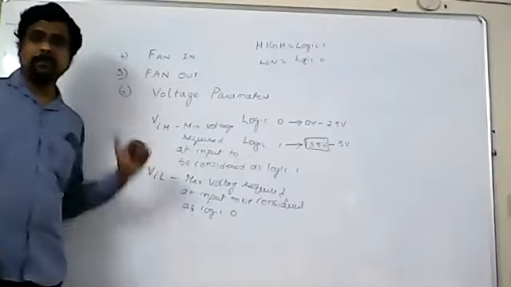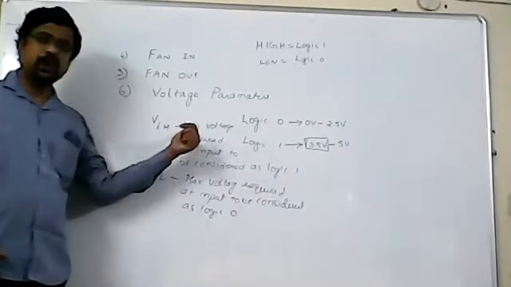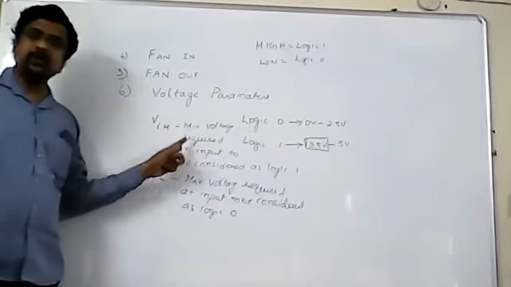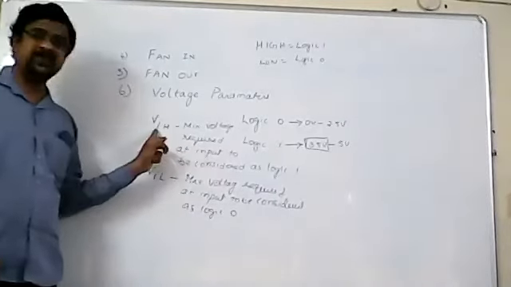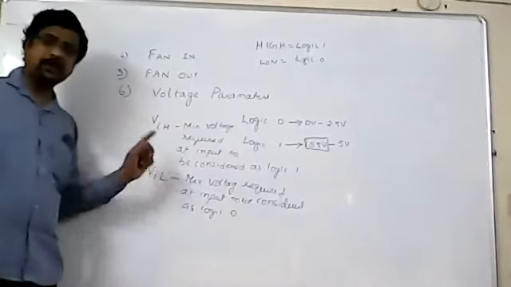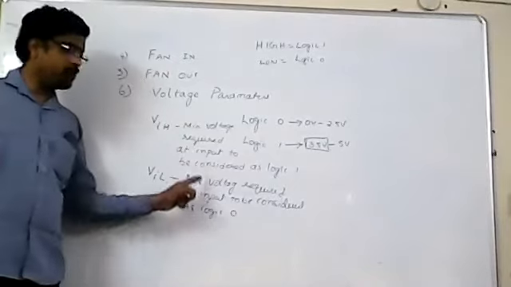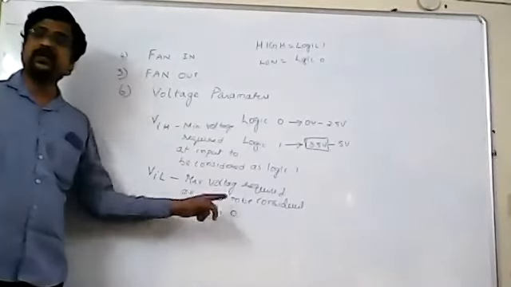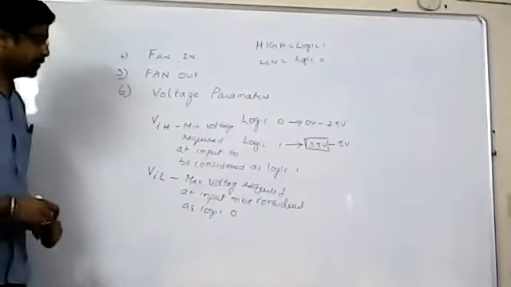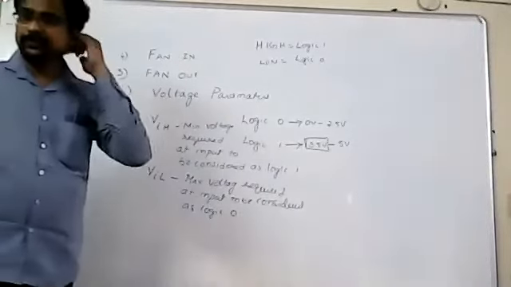Low means maximum voltage. High means minimum voltage. So VIH means the minimum voltage required at the input. I means input. At the input to be considered as logic 1. VIL means the maximum voltage required at the input to be considered as logic 0. Followed?